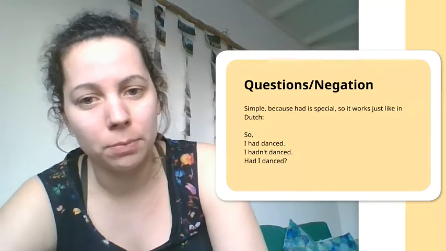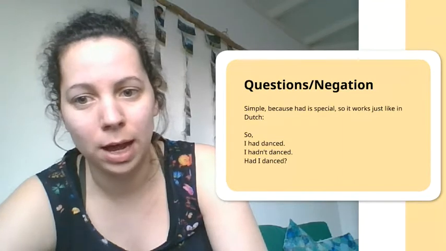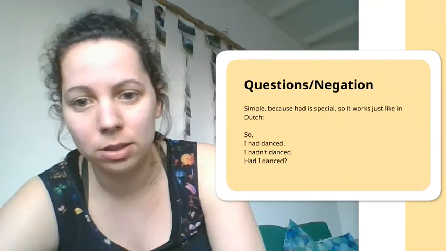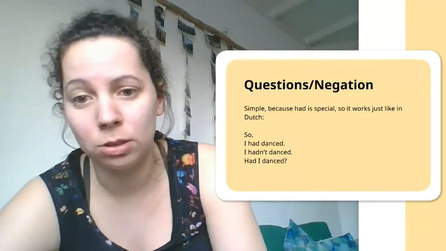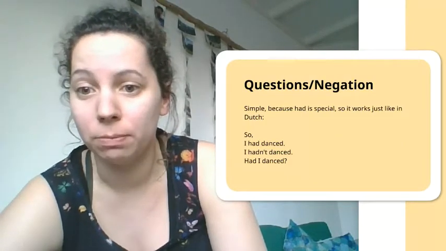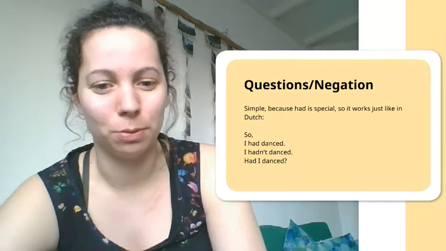For now, how do you negate the sentence I had danced? Well, you simply add not to had. I hadn't danced. And if you want to form a question, you just invert the subject and the verb, had I danced. And that's the whole thing. So that's not too hard, right? I always like it when things are simple.